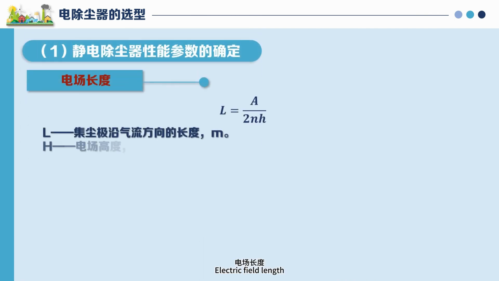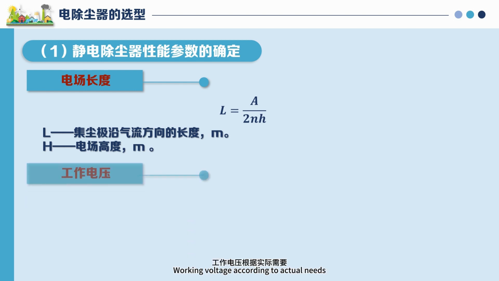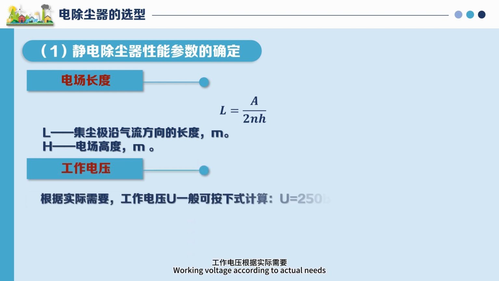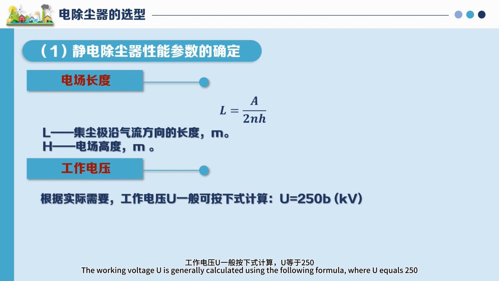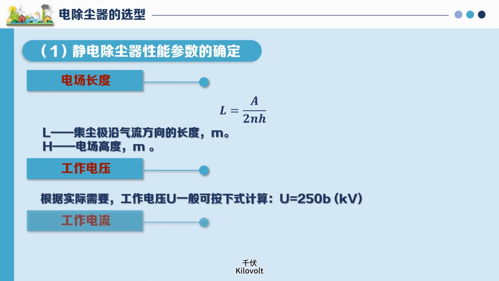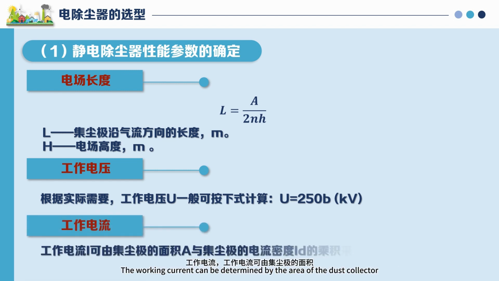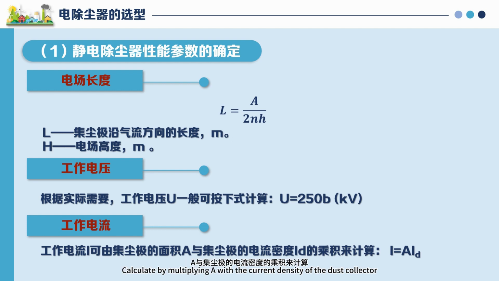Electric field length: L equals A divided by 2NH. Here, H is the height of the electric field. The working voltage is selected according to actual needs, and is generally calculated using the following formula, where U equals 250 kilovolts. The working current can be determined by the area of the dust collector: calculate by multiplying A by the current density of the dust collector.